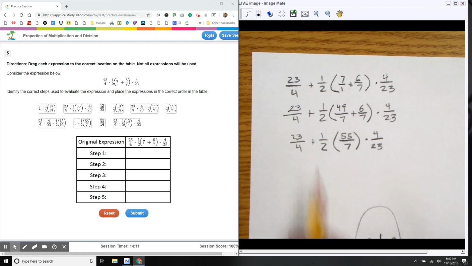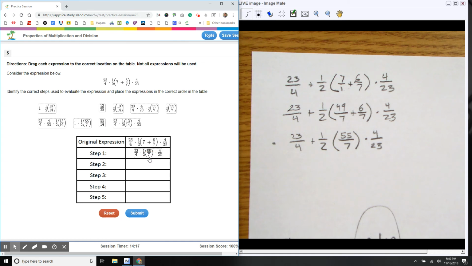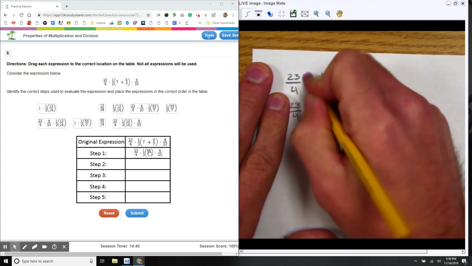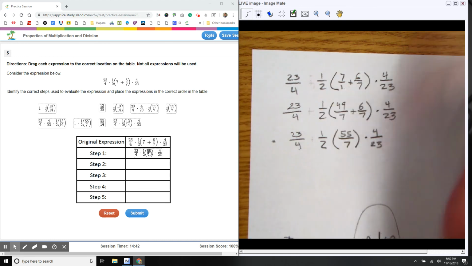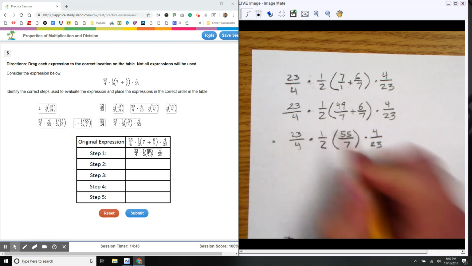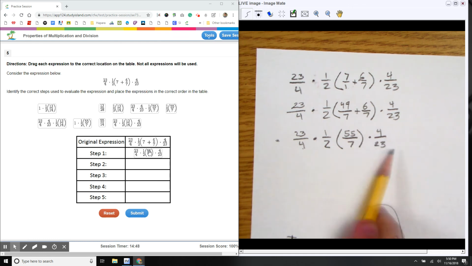So which step is that? What do we have right here? That is this one. 23/4 times 1/2 of 55/7 times 4/23. Step 2. Step 2 is to reorganize this because it's 3 things we're multiplying together. We're multiplying together 23/4. I keep saying plus. I have no idea why I said plus all those times. It was times. So I apologize for that. We're just multiplying 3 things together.